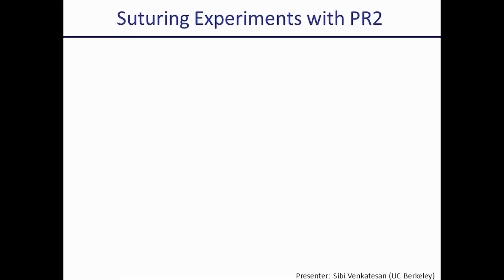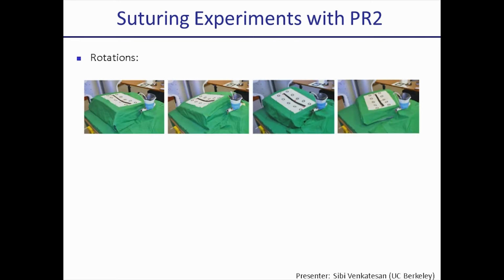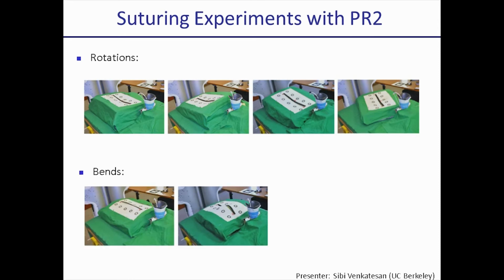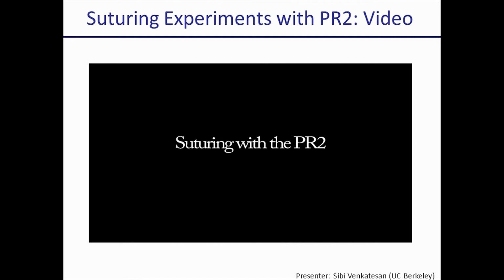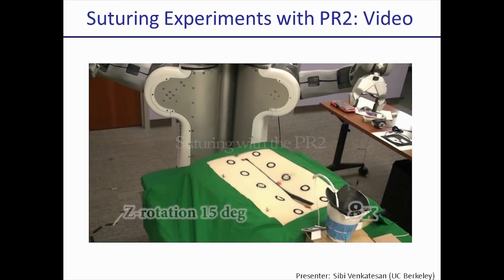Again, we performed several experiments on the PR2, mainly using rigid transformations like rotations along the X, Y, and Z axis, non-rigid transformations like bends along and across the cut, and stretches, where we used a diagonal pair of holes so that we can increase the distance between the holes. Now, this is a video for an experimental run for a rotation of 15 degrees along the Z-axis.